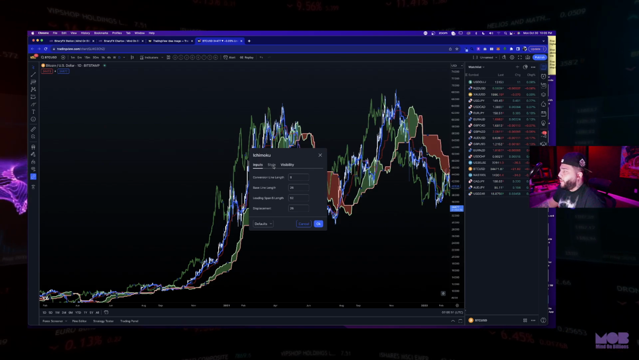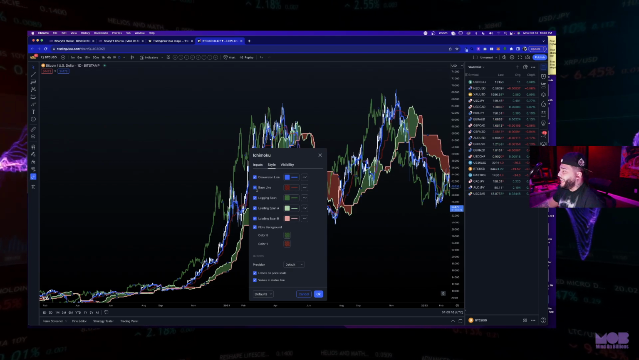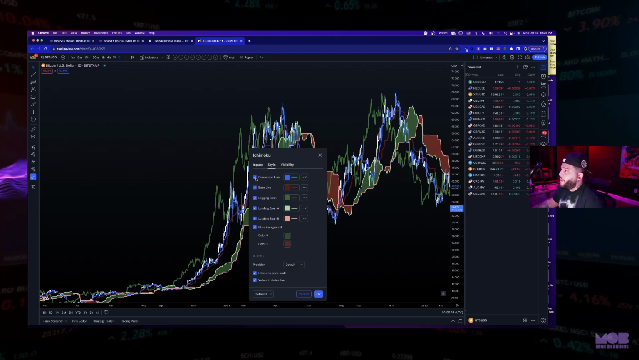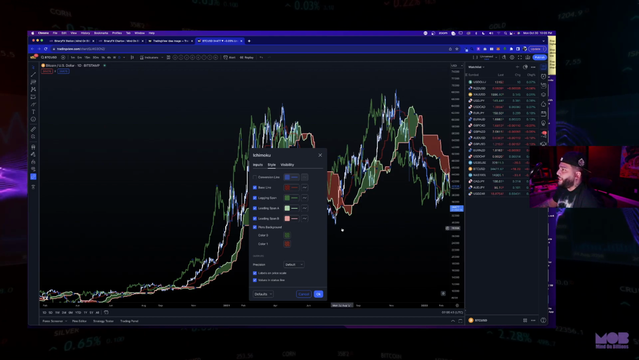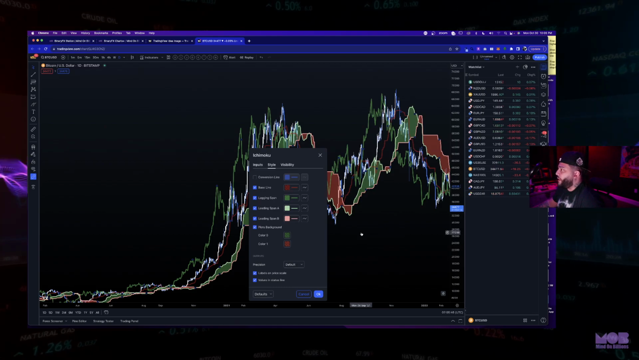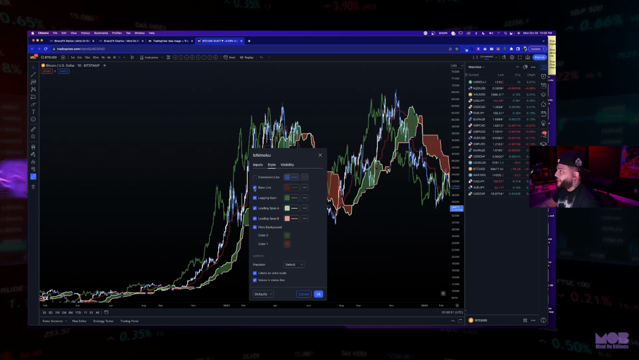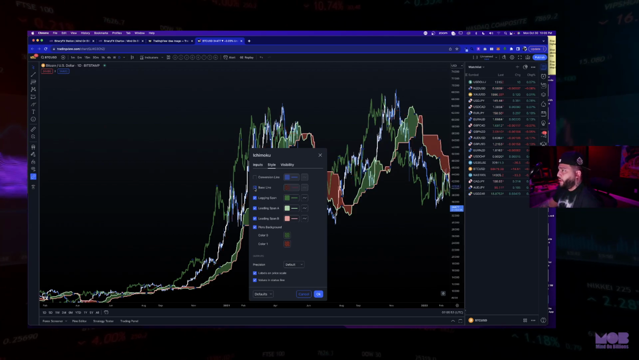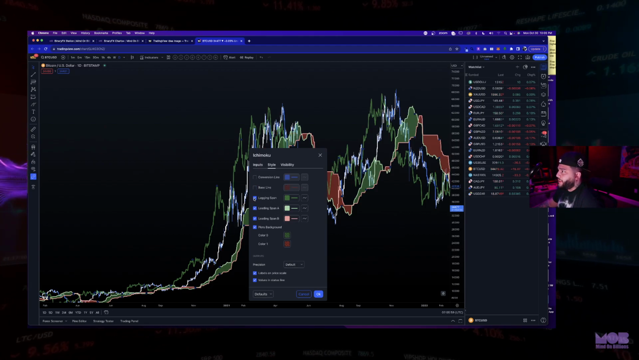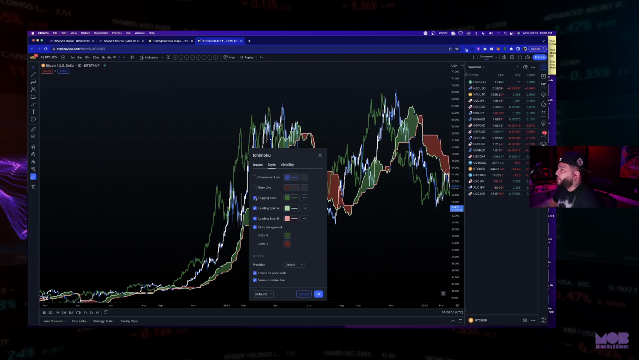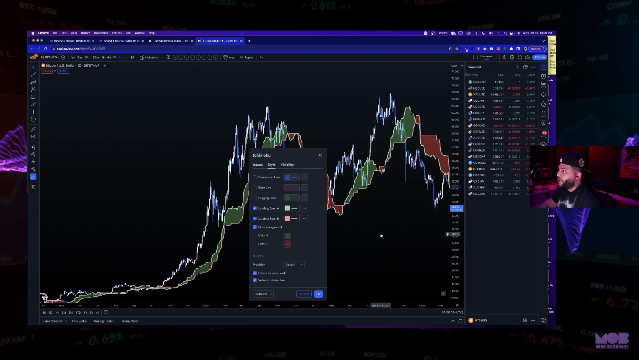Now check this out. We actually have the power to turn off any of these lines. To me, the conversion line doesn't matter. It's too close. It's basically an MA with a period of 9 in it. I don't really need that. Same with the baseline, 26 periods, whoopity do. Then we have the lagging span, which is taking the closing price of the last 26 periods, so on and so forth. We can take that out as well.